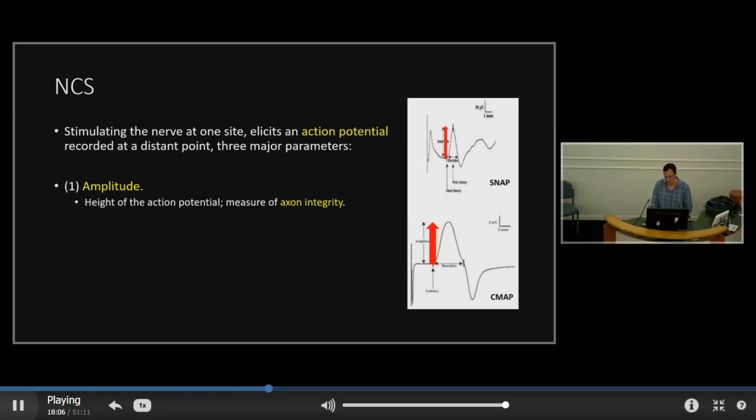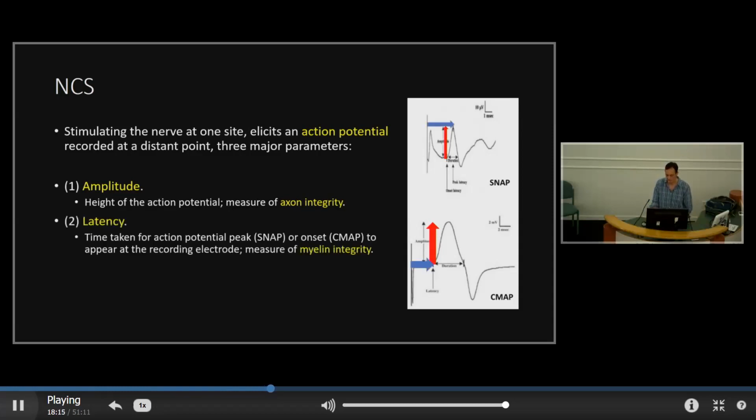The amplitude of the action potential basically tells you how many axons are there and functioning. So it's a measure of axon integrity. The second variable is latency. It's a measure of time. So that's the blue arrow. And basically, it's the time taken for the action potential. We use the peak or the onset, depending on whether we're looking at a SNAP or a CMAP, to appear at the recording electrode. That measures the integrity of your myelin, the insulation around the neurons, around the axons.